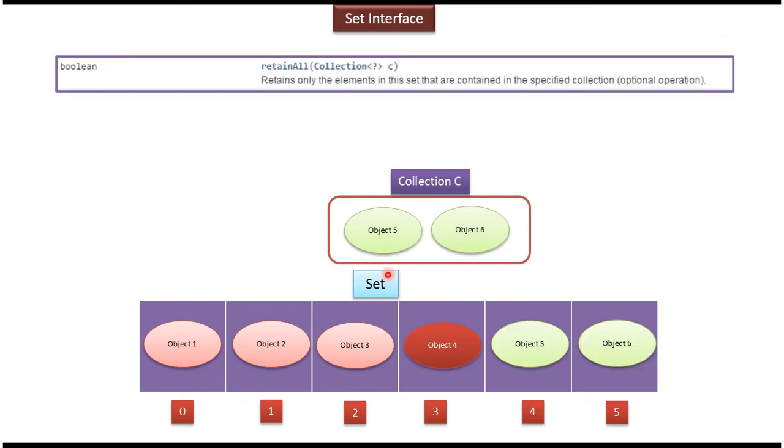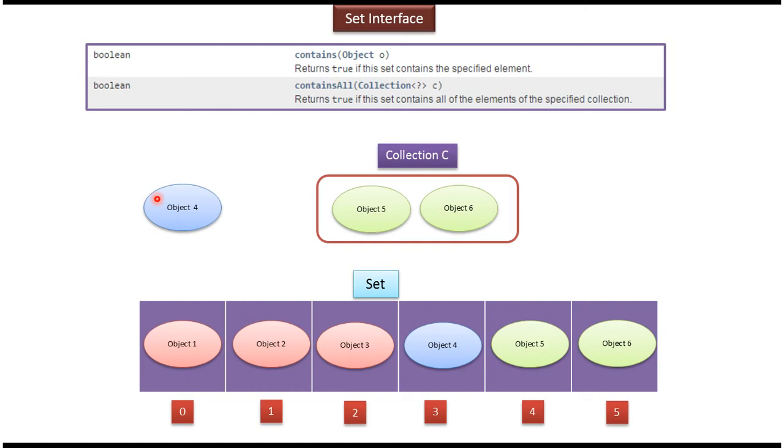Suppose from this set I want to retain only object 5 and object 6. Then I can use the retainAll method which accepts a collection. Suppose in the collection there are two objects, object 5 and object 6. If I pass this collection to this retainAll method, this method will retain object 5 and object 6 and the remaining elements it will remove.